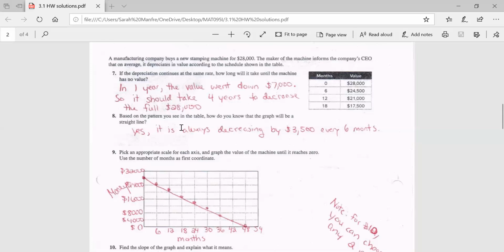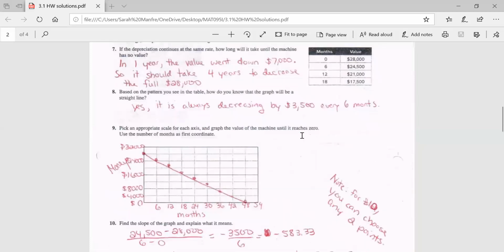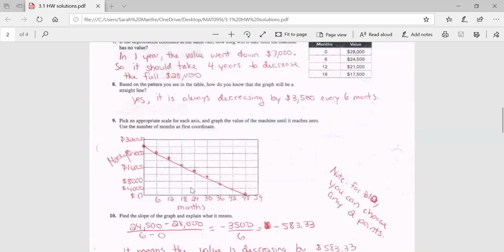Do you think that this graph would be a straight line? Question 8. Yes, it will be, because it's always decreasing by the same amount. Every 6 months it decreases by $3,500. Now, the next one says pick an appropriate scale and graph it.